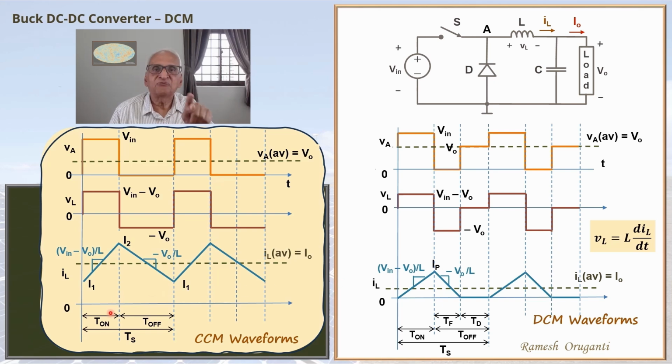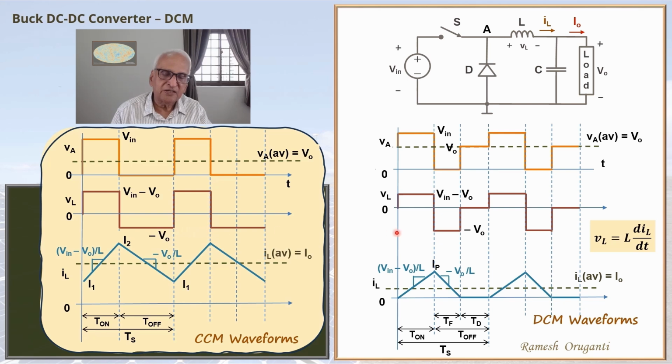The inductor current freewheels through the diode. As the current freewheels, assuming the diode voltage to be ideal, VA will be 0. So the voltage VA is at 0 in both CCM and DCM cases. There is no difference. As the current freewheels through the diode, the voltage across the inductor will be minus V0.